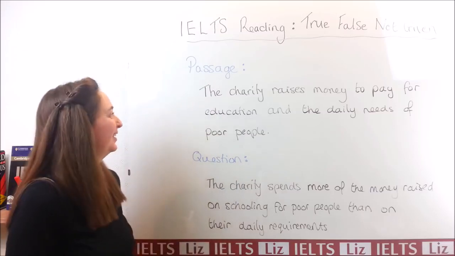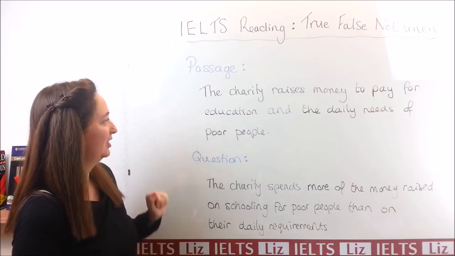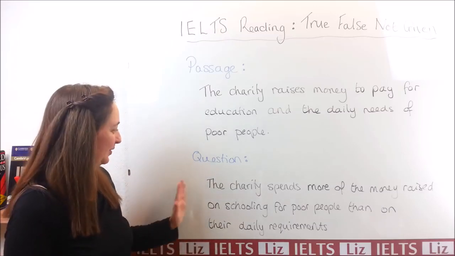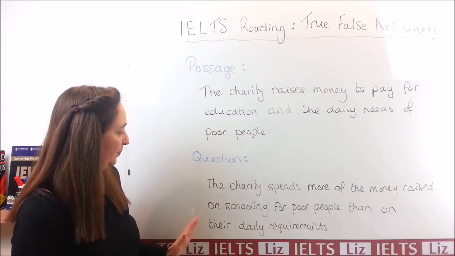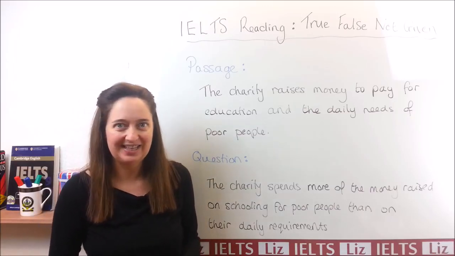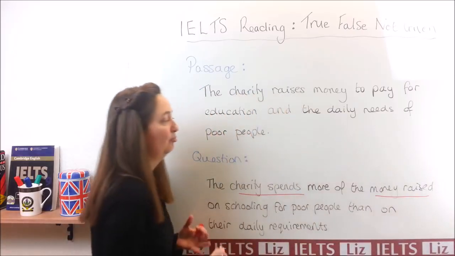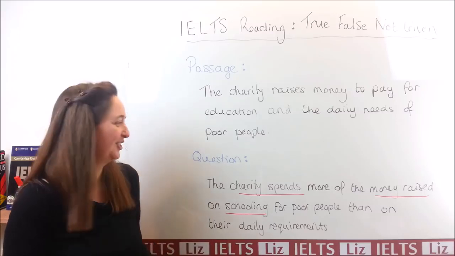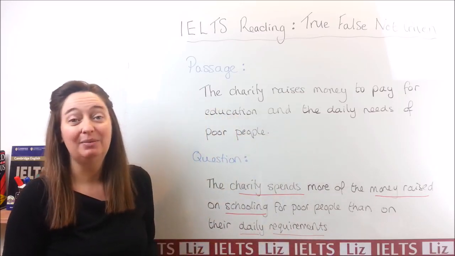Here is the next question. In the passage, it says that the charity raises money to pay for education and the daily needs of poor people. And the information in the question, the statement, is the charity spends more of the money raised on schooling for poor people than on their daily requirements. So again, we're going to spend a little bit of time looking at the statement. So we've got spending money, and this is money that has been raised on schooling, and of course schooling means education, than on daily, everyday requirements, and requirements means needs.